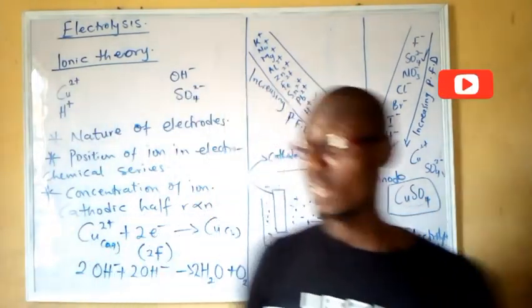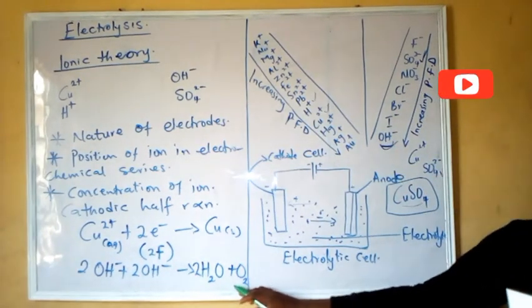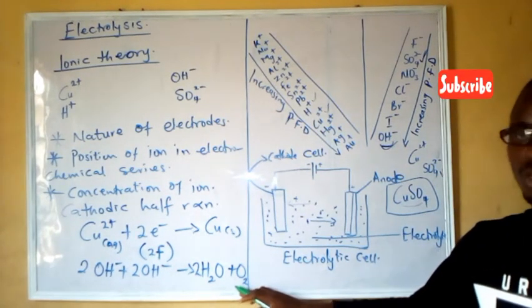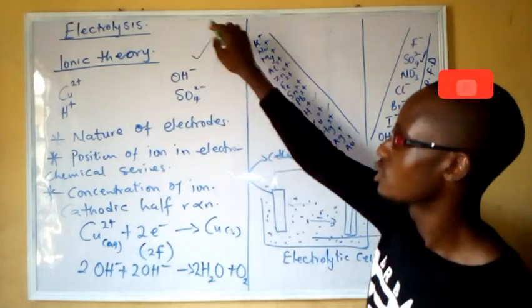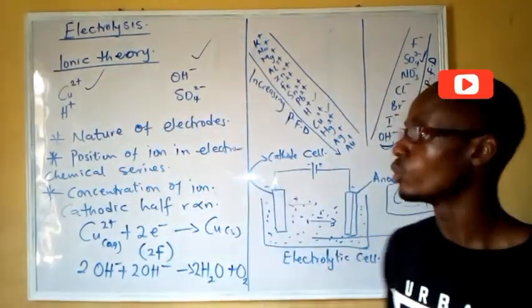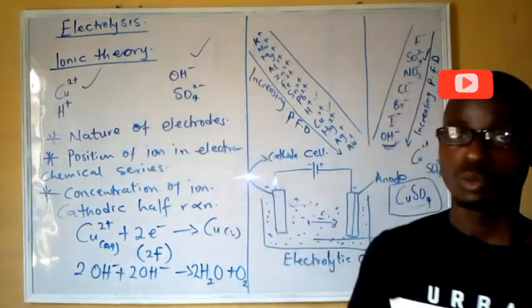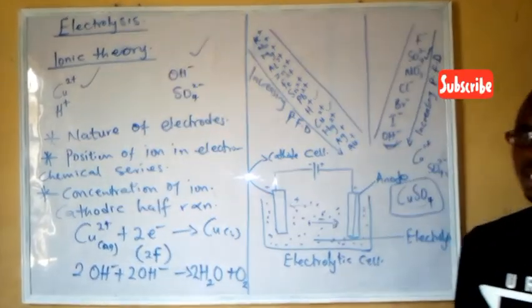So meaning that oxygen gas will be discharged at the anode. If you continue to pass current, once the OH minus and the Cu2+ are finished in solution, then this will be left in solution. That is how it works.